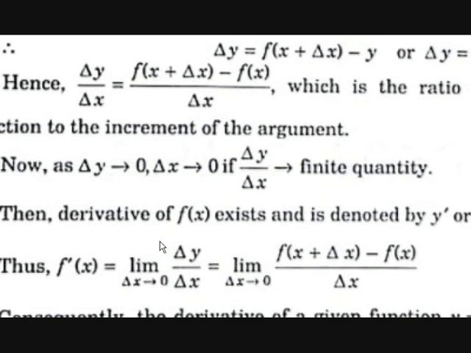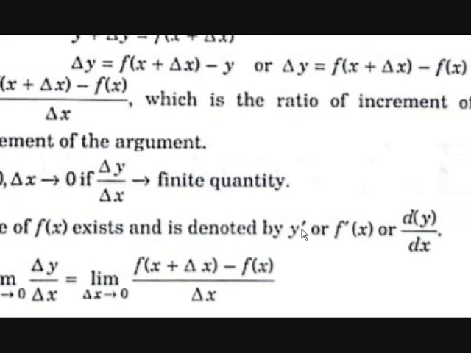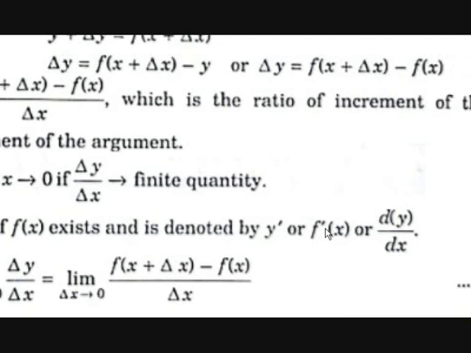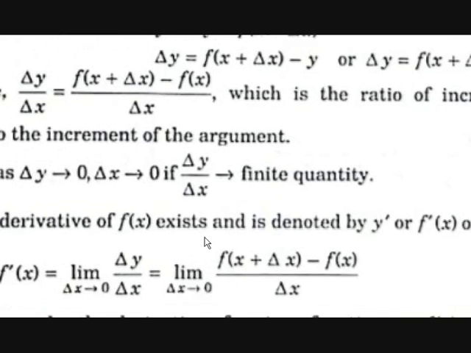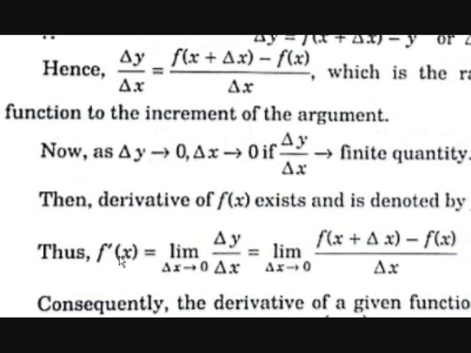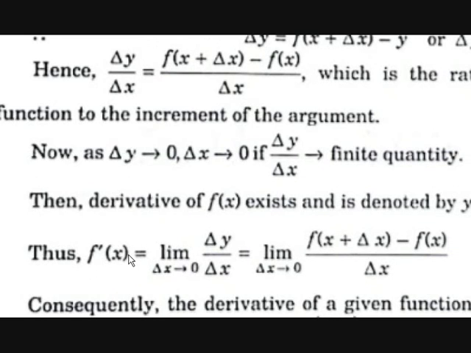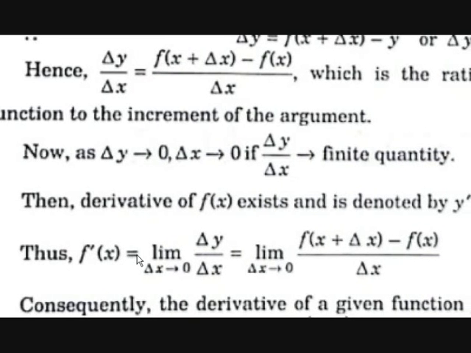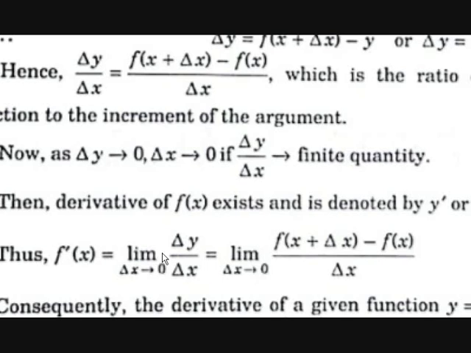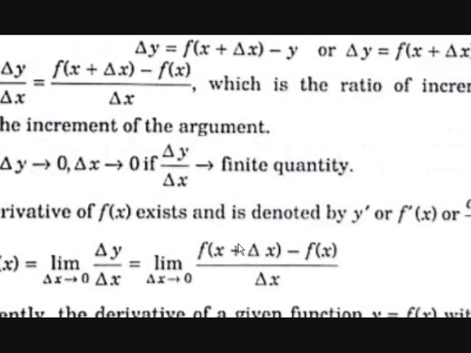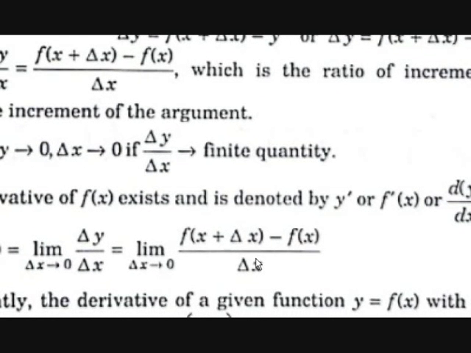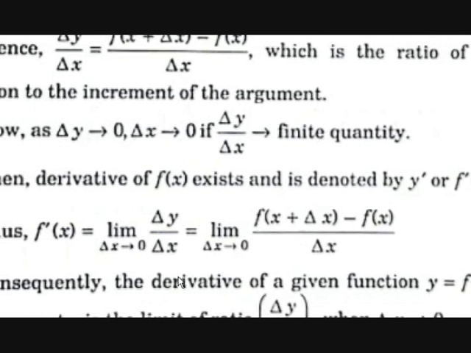And then the derivative of f of x exists and is denoted by y dash or f dash of x or dy by dx. We can determine that in any of these ways. So f dash of x is nothing but limit delta x tends to 0 delta y by delta x, or it is limit delta x tends to 0 f of x plus delta x minus f of x by delta x. It is simple, right?